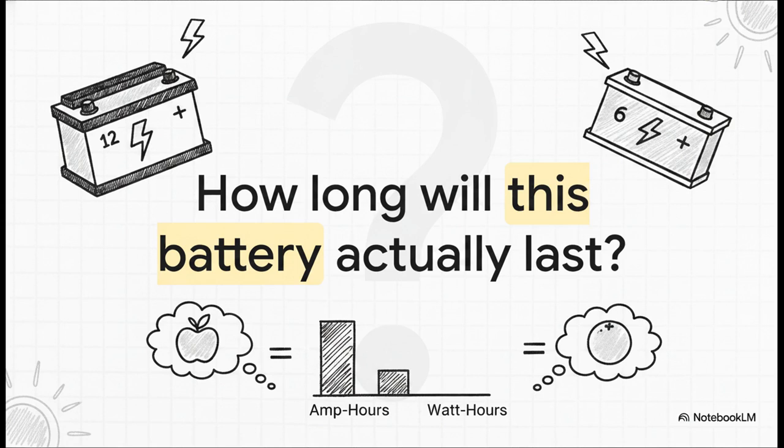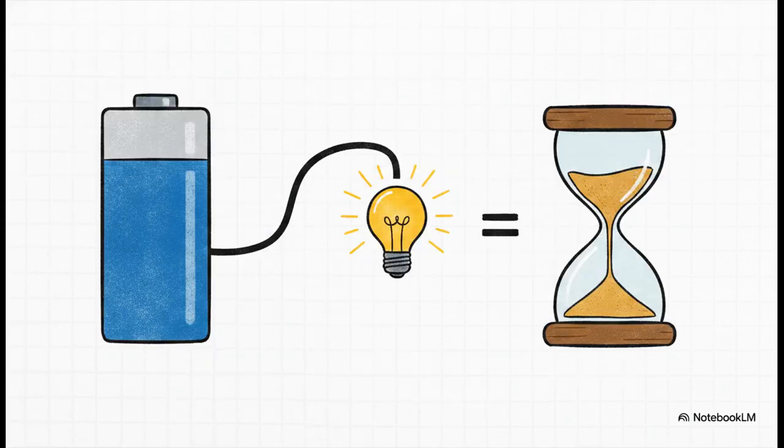To find the real truth, we need one universal metric, watt-hours. Thankfully, finding watt-hours is incredibly easy. You just multiply your watts by hours. If your battery is rated in amp hours, simply multiply those amp hours by the battery's voltage to get your watt hours. And once you have this single unified number, planning becomes simple arithmetic. Seriously, if you have a 1,000 watt-hour storage battery and you plug in a 100-watt load, you just divide 1,000 by 100. Bam! It'll run for exactly 10 hours, no guesswork needed.